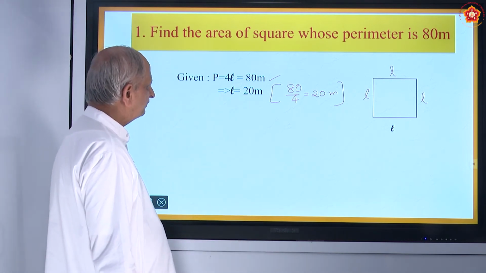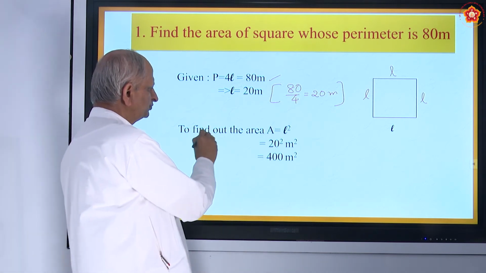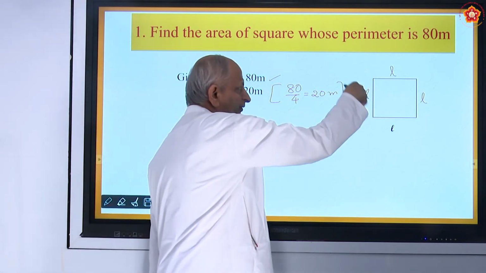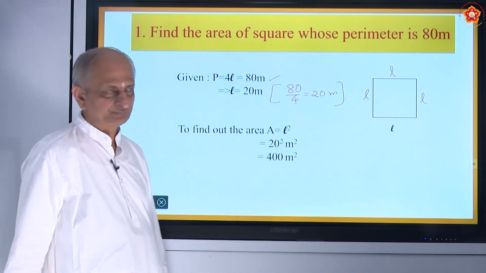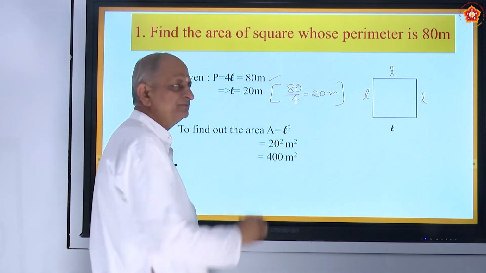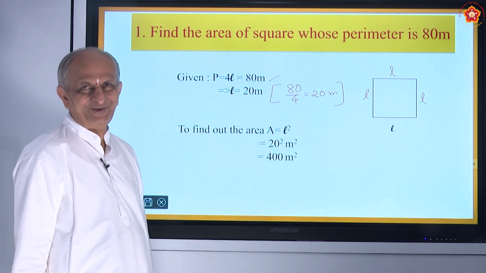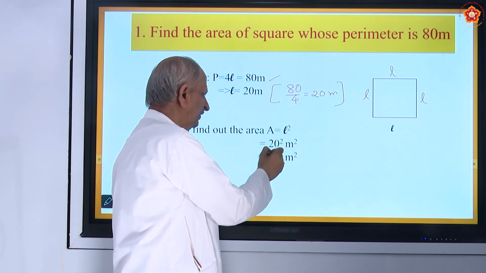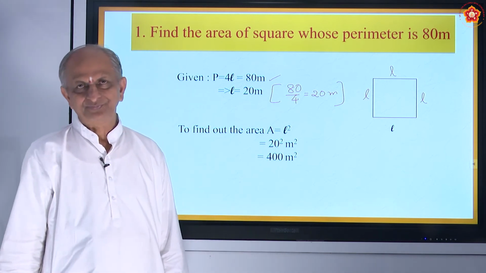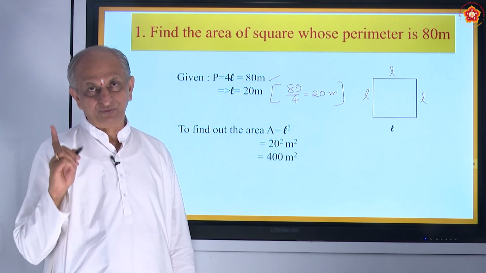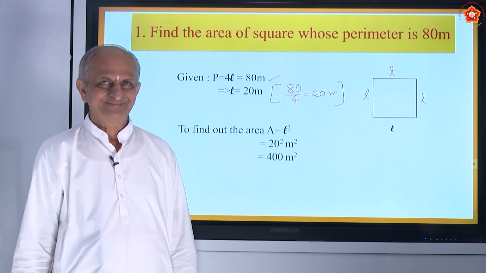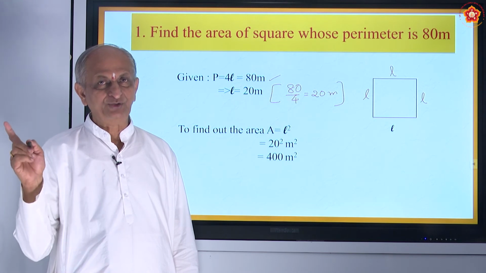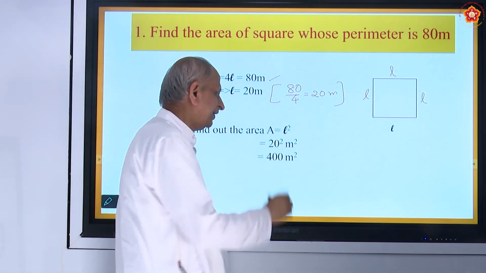Now perimeter is given. What do you have to find out? You have to find out the area. Area means the space occupied by the figure. How do you get it? Formula number 1: A is equal to L square. L is how much? 20. 20 square is how much? 400. You are supposed to learn the squares of 1 to 25. 2 square, 3 square, 4 square, 5 square, up to 25 square. Here 20 square is 400.